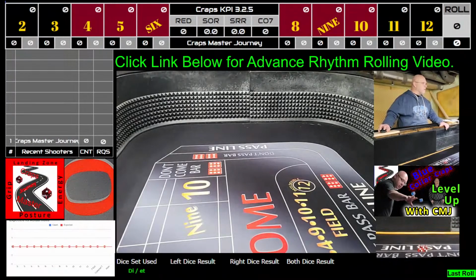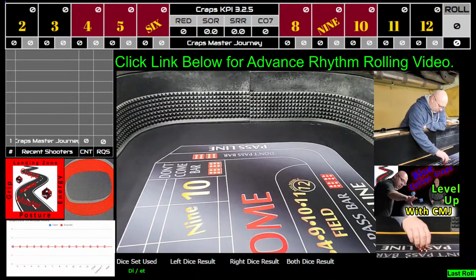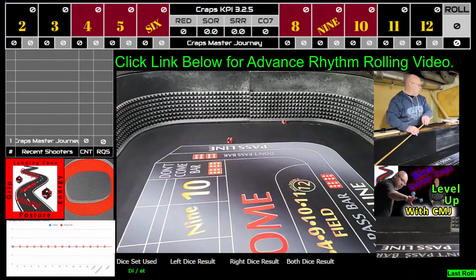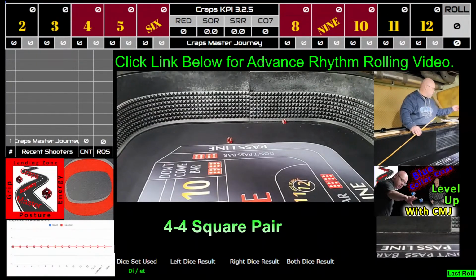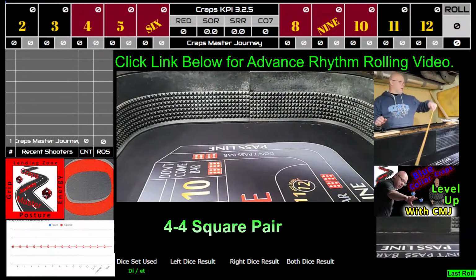There we go. Dice out. 5454 is our first set we're using. And dice out. Four hard 8, square pair to start the day off. And that is going to be a primary front side both dice. So let's mark that point of 8. 5454 hardway set, 4-4 hard 8 result. And there we go.